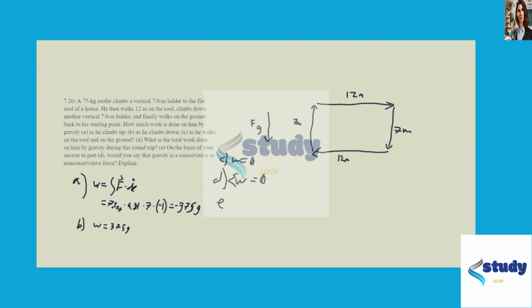Okay, and on the basis of the answer to part D, would you say gravity is a conservative or non-conservative force? A way to determine whether a force is conservative or non-conservative is if it takes a path back to its starting point and the work is 0. And because that happened here, we return to our starting point and the work is 0, we can say that gravity is indeed a conservative force.